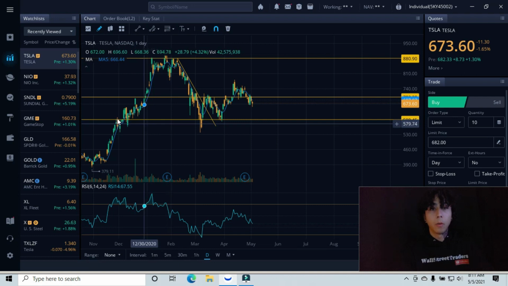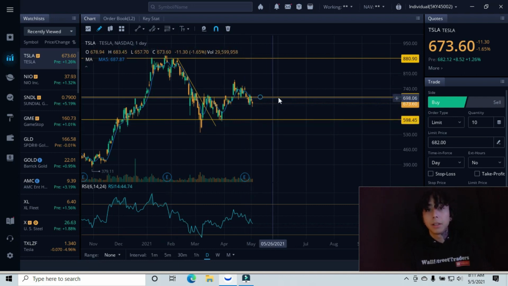So overall, these are both heavily tested areas. This middle line represents our minor resistance. You can see these two tops that were rejected in this area, and this candlestick over here. Okay, so now that we have the lines already set, let's go to where we're at right now.